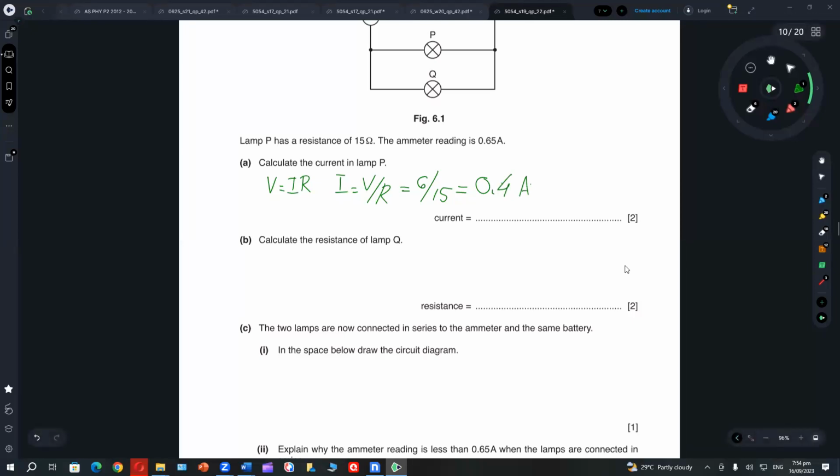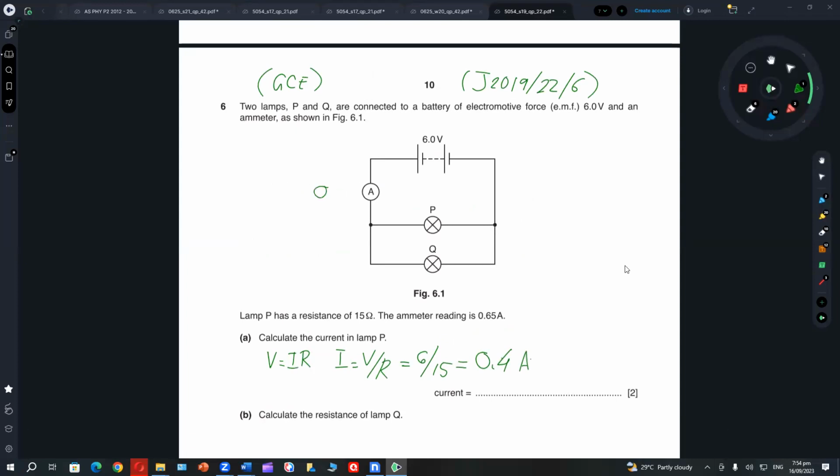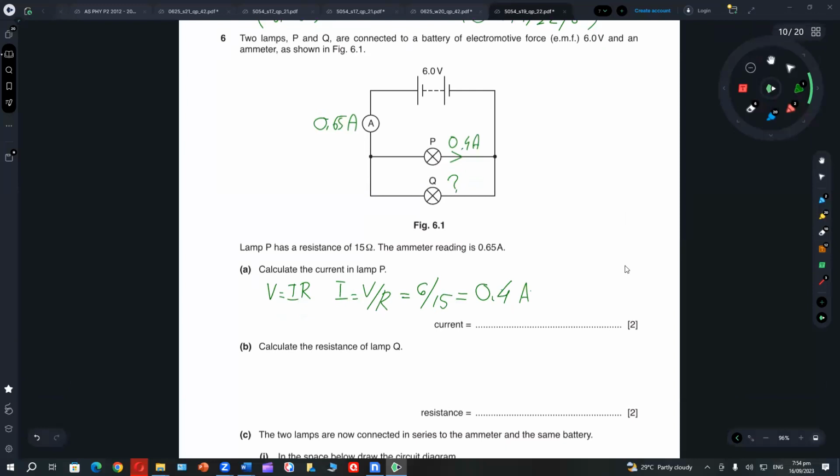Calculate the resistance of lamp Q. We know the total current is 0.65 ampere. And we got 0.4 ampere here. So I put a question mark here. How much current will Q get? In parallel, current is divided. 0.65 minus 0.4 is 0.25.